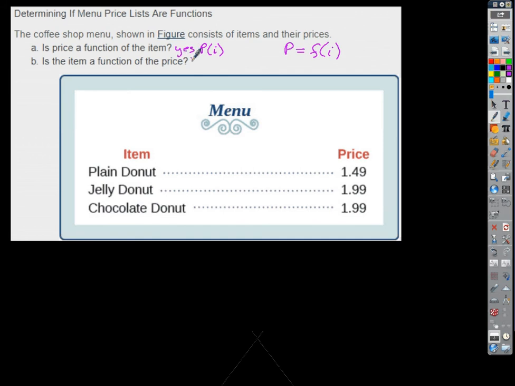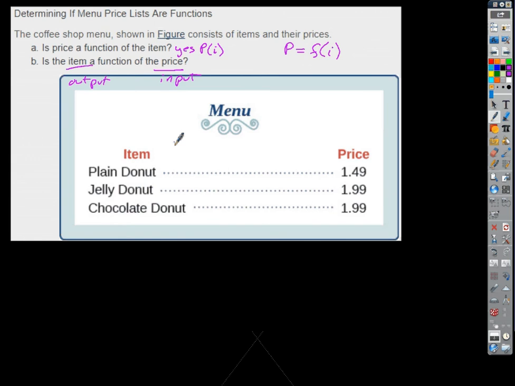Is the item a function of the price? It's not, because in this case the price is the input and the item is the output. Everybody get that? When we say something is a function of something else, it's a function of the input. That doesn't work, does it?